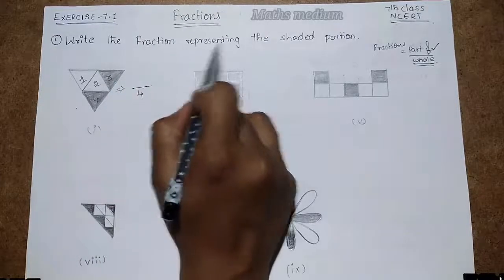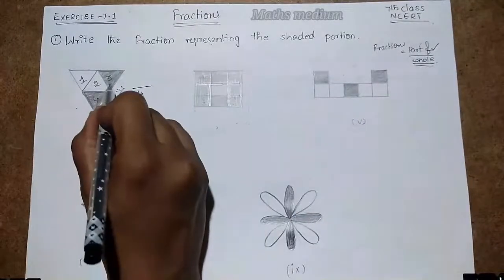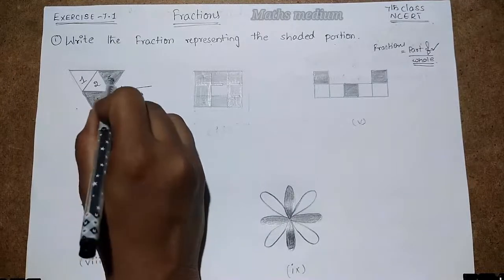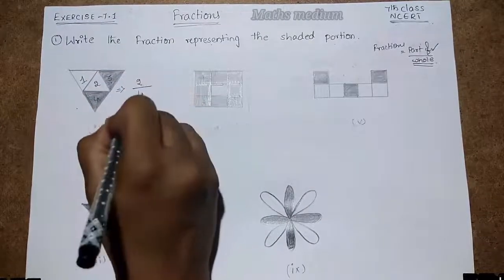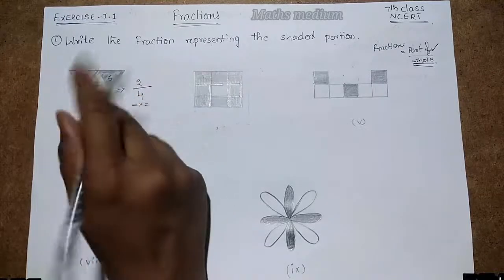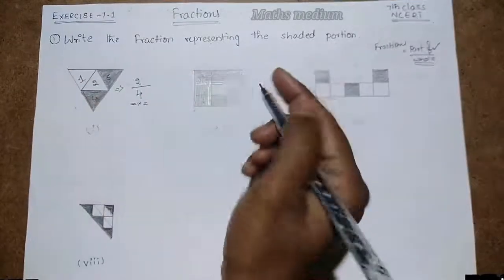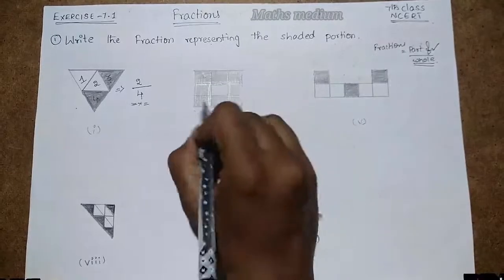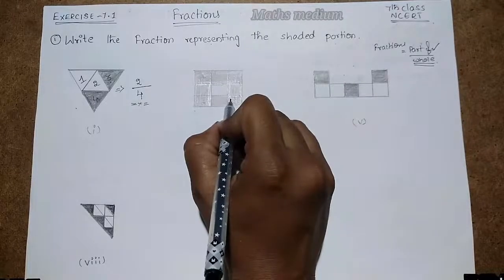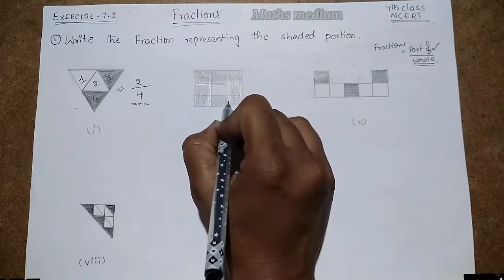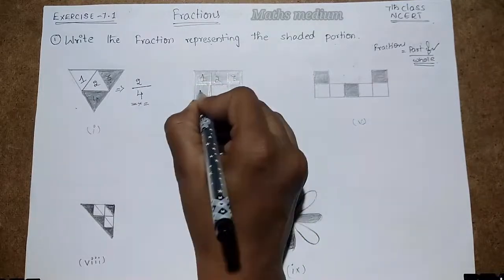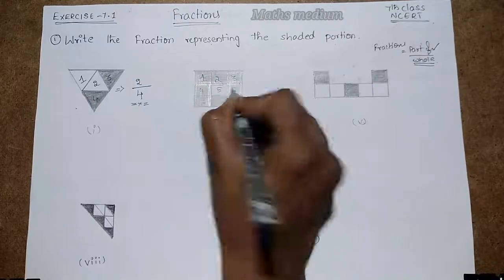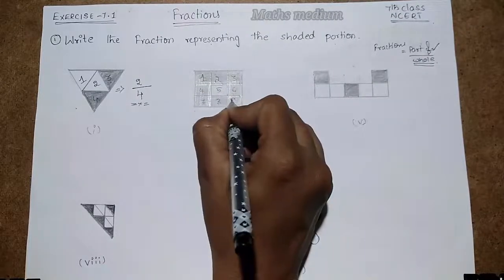Here the fraction represents the shaded portion only. They are asking about only the shaded portion, so we have to take 2. So 2 by 4. This is the representation of a fraction according to this figure. Similarly, come to here. We have to check whether it is equally divided parts or not. The figure shows equally divided parts. Those are 1, 2, 3, 4, 5, 6, 7, 8, 9.